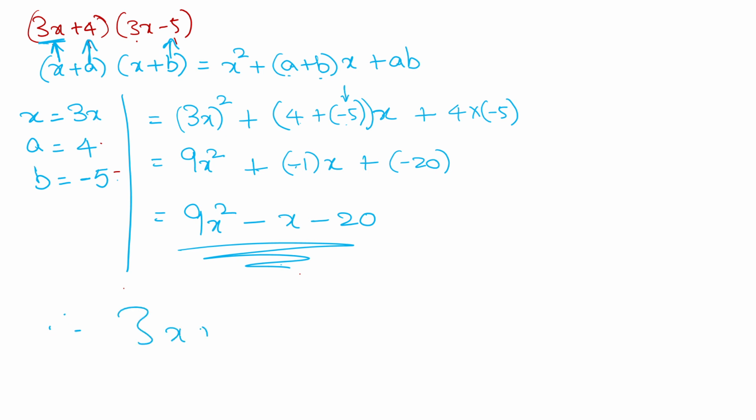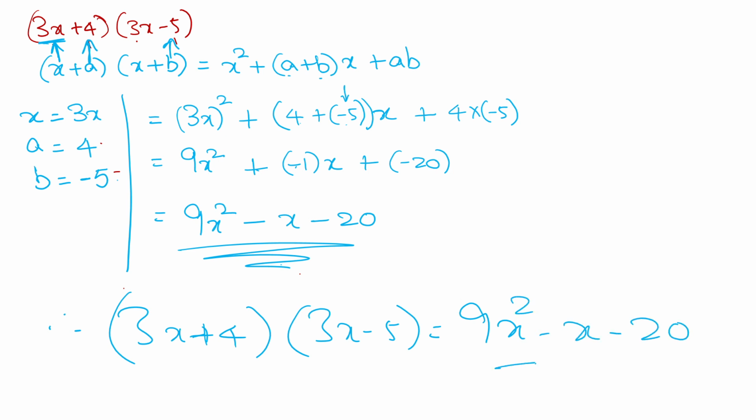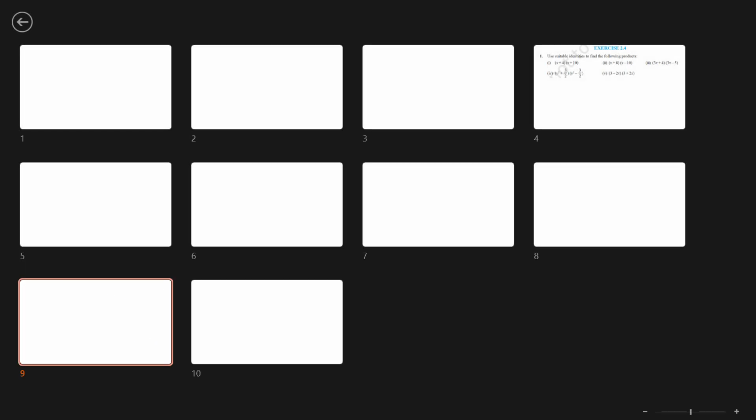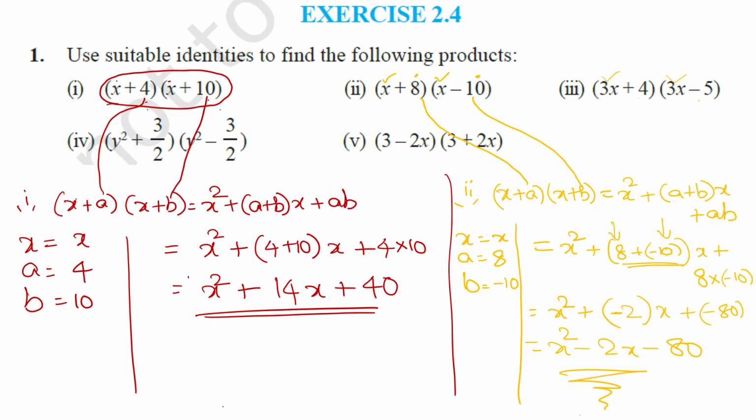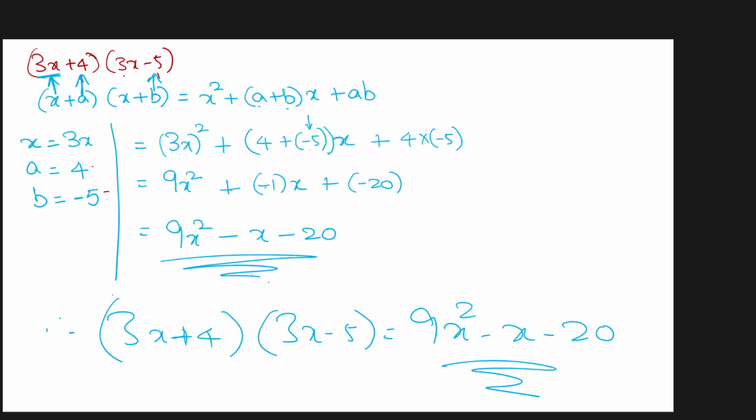So we cannot simplify this. So what will you write? Therefore (3x + 4)(3x − 5) is equal to 9x² − x − 20. I hope you understood, right? Let us see the next one. y² plus 3 by 2 minus, okay, let us see this.